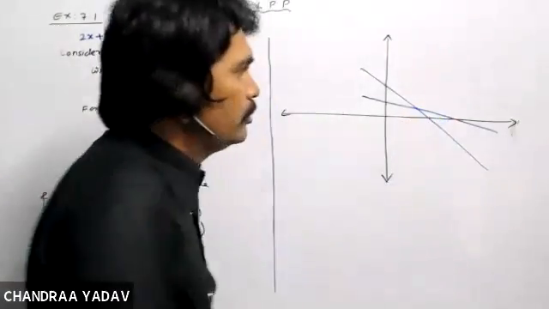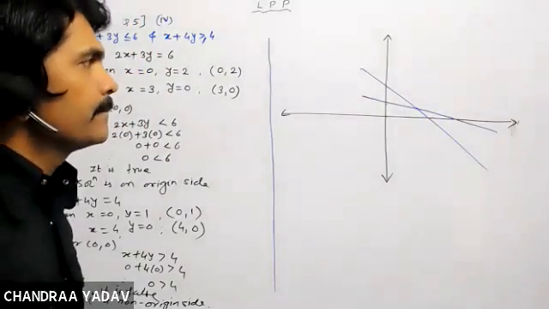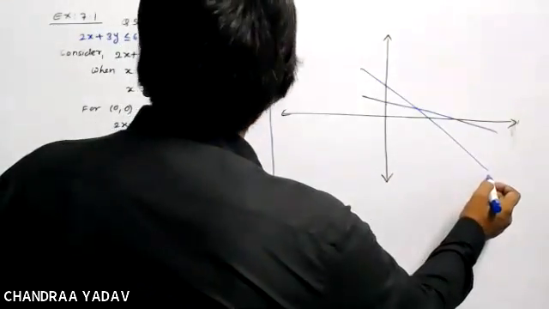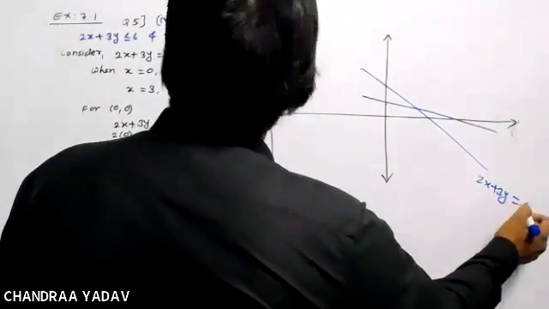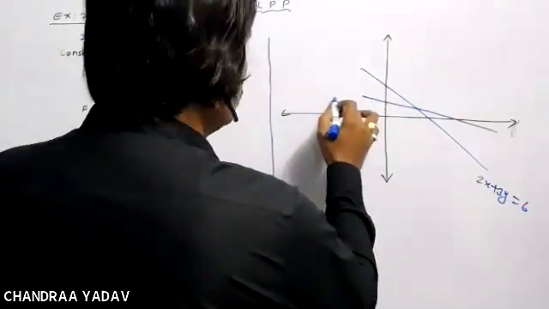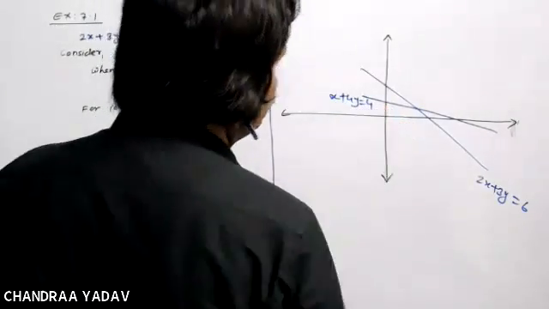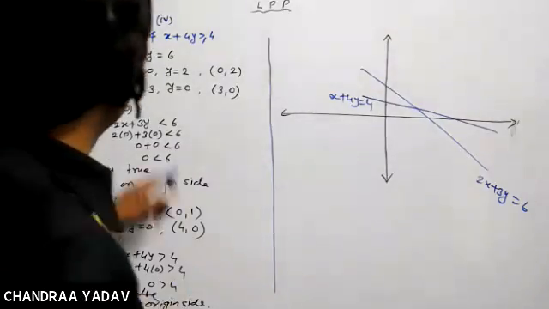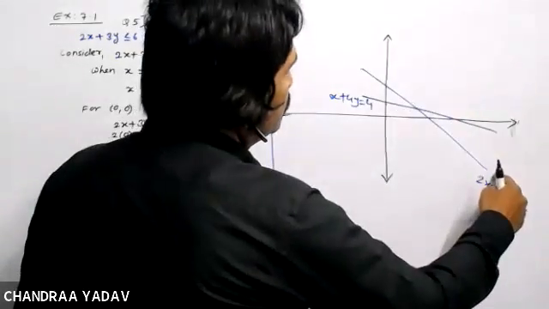Which part is a common solution here? This one is 2x plus 3y is equal to 6. And this one is x plus 4y is equal to 4. Now, again, this is origin side. So this is origin side, right?